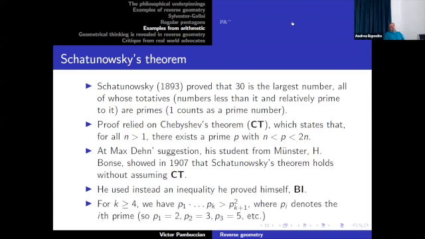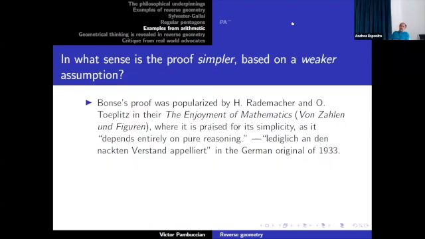He used, in fact, what is called today Bonse's inequality, which says that if you multiply all consecutive primes up to some k, and k is at least 4, so you multiply at least 2, 3, 5, 7, then this is more than the next prime squared. And this he showed not that complicated. So Bonse's proof was popularized by Rademacher and Toeplitz, who wrote this book that is translated as The Enjoyment of Mathematics, and it's available now in the Princeton classic paperbacks, where it is praised for its simplicity, as it depends entirely on pure reasoning. Lediglich an den nackten Verstand appelliert, is what they wrote in the original 1933.